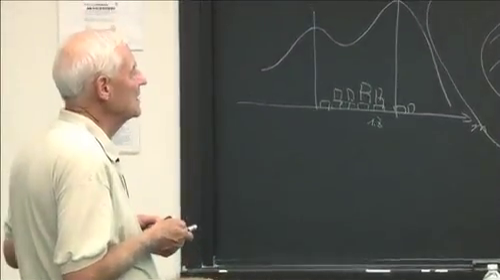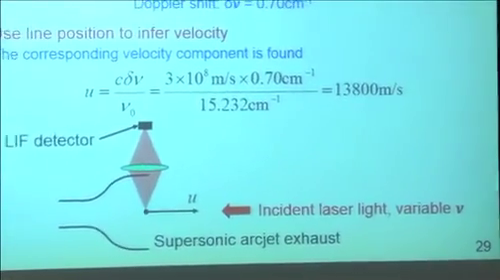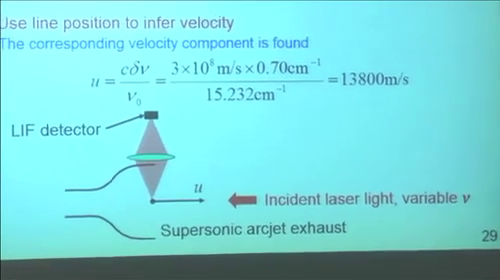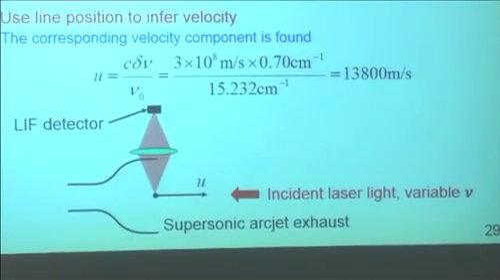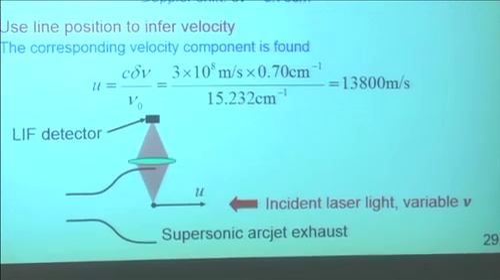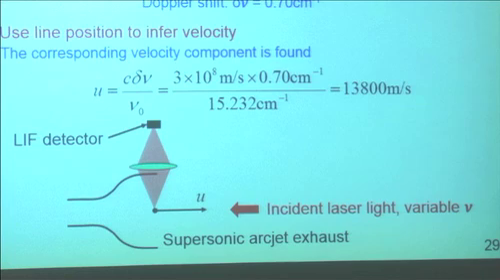So this is easy. The shift is so big that it's greater than the line width. When the shift becomes a small fraction of the line width, it starts to get hard, and we have to play tricks. We have a few tricks. Anyway, when we played with the tricks, we can get down to a few meters per second. But it's really not the best way to measure low velocities. But this is a good way to measure high velocities.